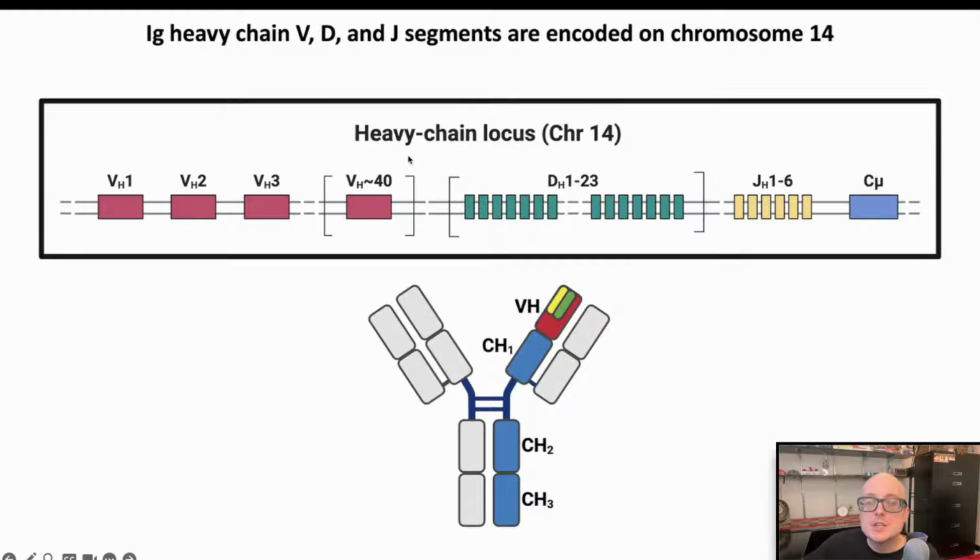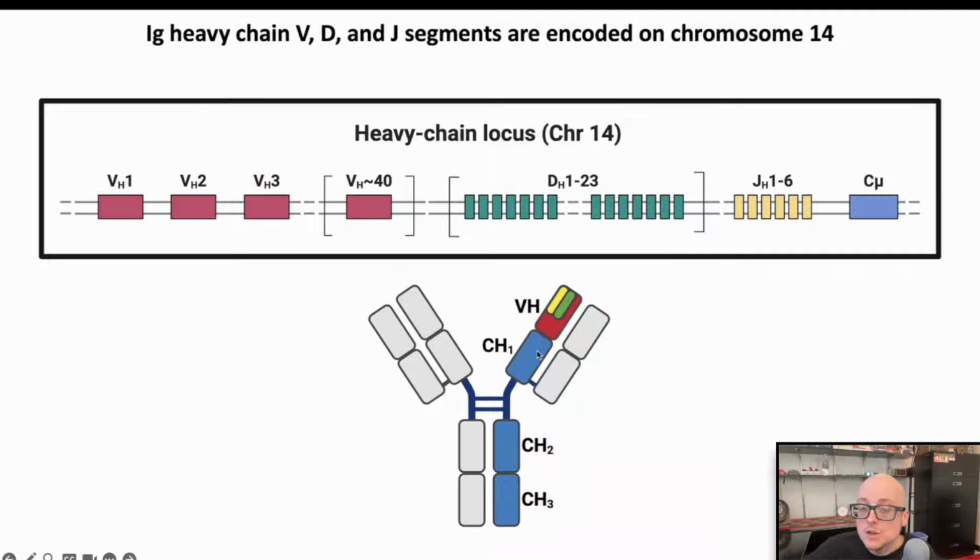And in the heavy chain locus, again, most people have around 40 possible V segments, somewhere around 23 possible D segments, and then up to 6 unique J segments. And we can recombine V, D, and J to form the variable region of the heavy chain. And remember, the heavy chain has multiple subunits. But the variable heavy region is the most N-terminal part of the heavy chain, the part that's going to interact with antigen, which is why it needs to be variable.